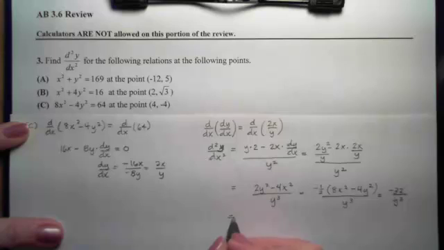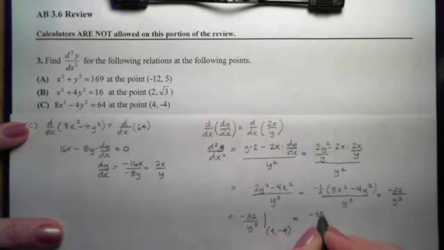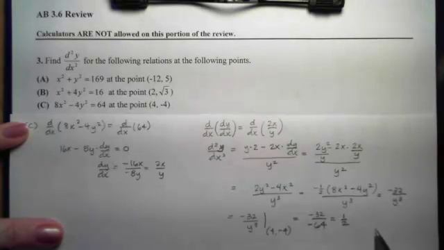So now if I want to evaluate that at the specific point, which is (4, -4), then I will have a negative 32 over the y coordinate cubed, which is negative 64, and I end up with 1/2.